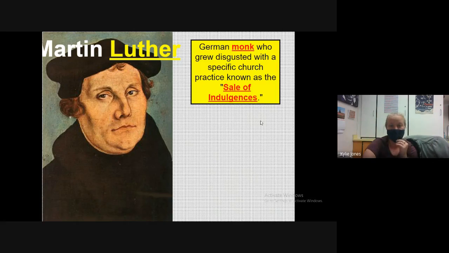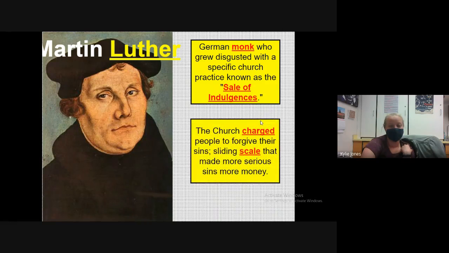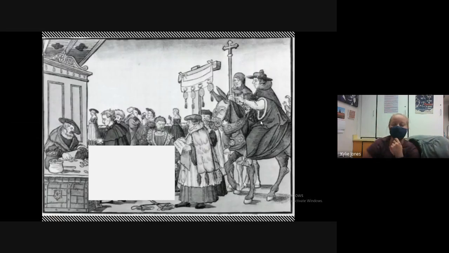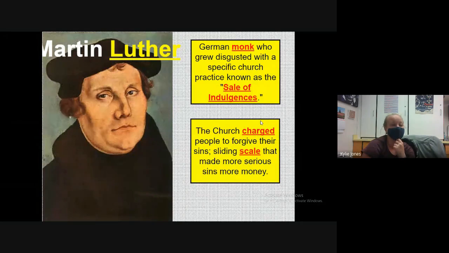He was a German monk who grew disgusted with the specific church practice known as the sale of indulgences. The church charged people to forgive their sins, on a sliding scale that made more serious sins more money. In order to get rid of your sins, you could pay them off, basically. That's what Martin Luther did not like.